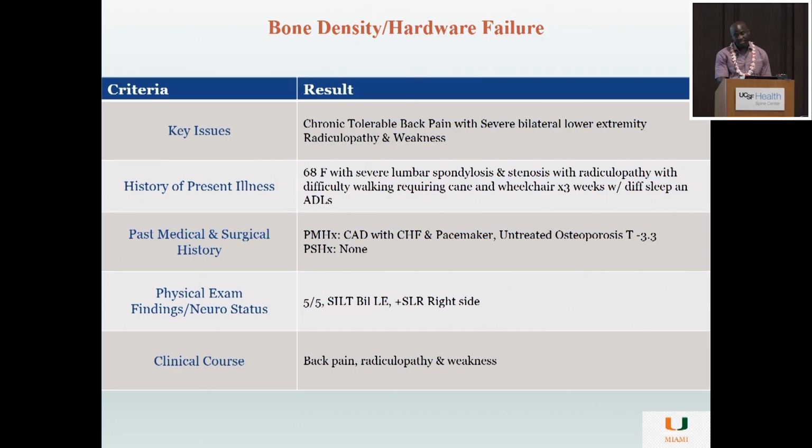Severe lumbar stenosis at L2-3, L3-4, and L4-5. And she's now wheelchair-bound for 3 weeks and presenting to my clinic with inability to walk, and she can't tolerate her life and feels something needs to be done. She has severe coronary artery disease and CHF with a pacemaker, and untreated osteoporosis with a T-score of -3.3. Normal strength, positive straight leg raise in correlation with her radiculopathy. So her main issue is a radiculopathy and weakness and inability to walk.